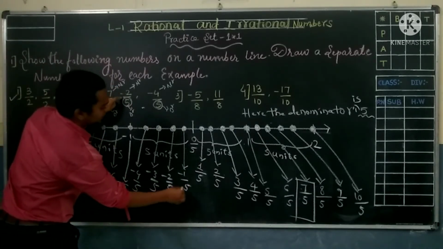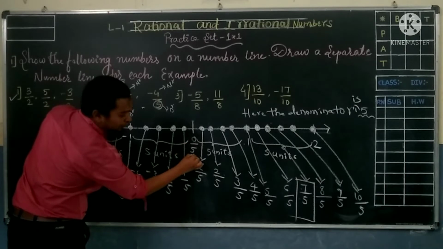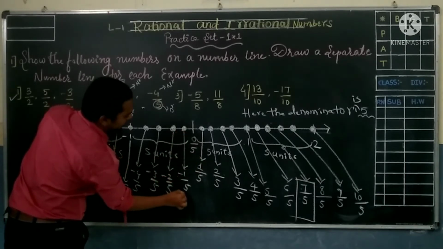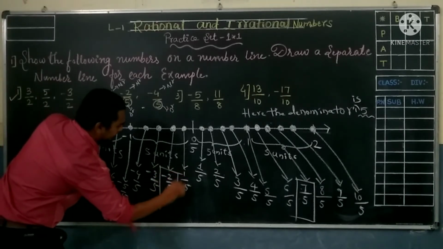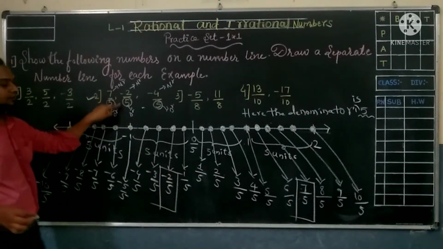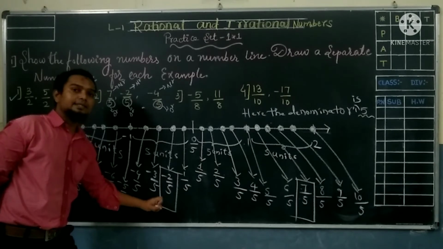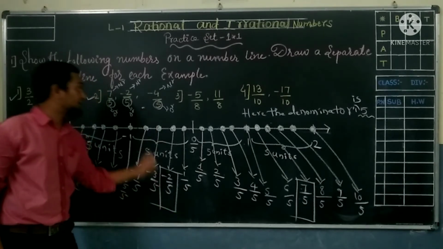Here, minus 2 upon 5. This is 0 upon 5 as it is. This is minus 1 upon 5. This is minus 2 upon 5.